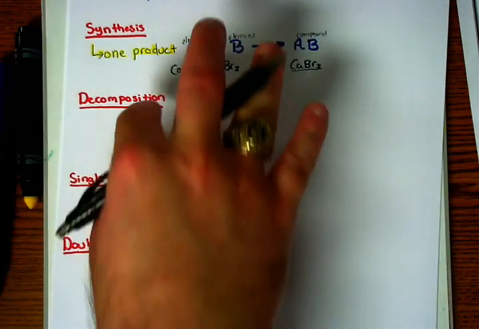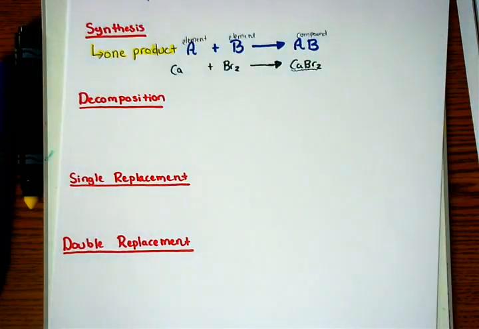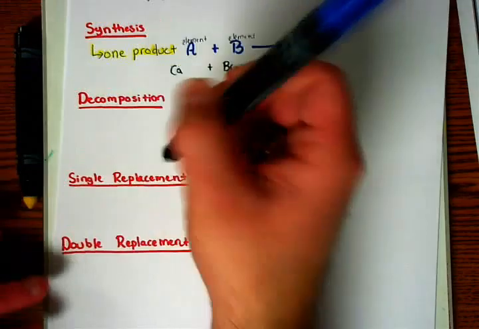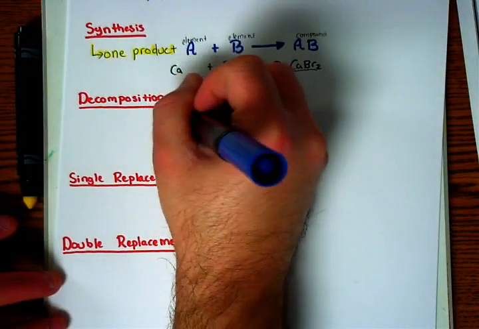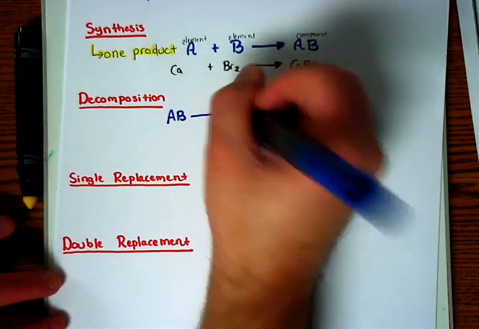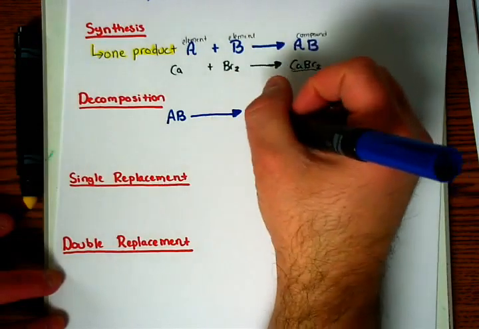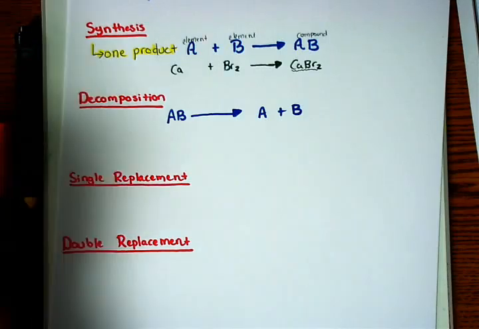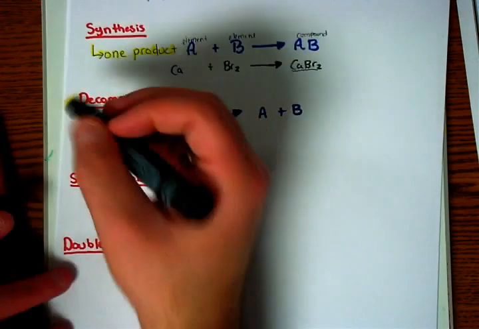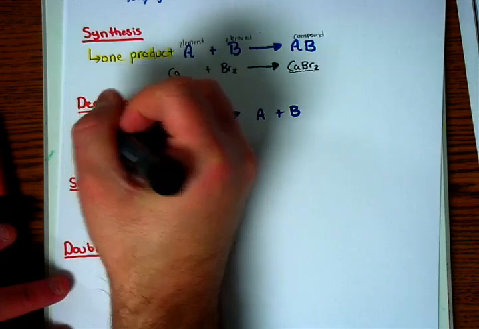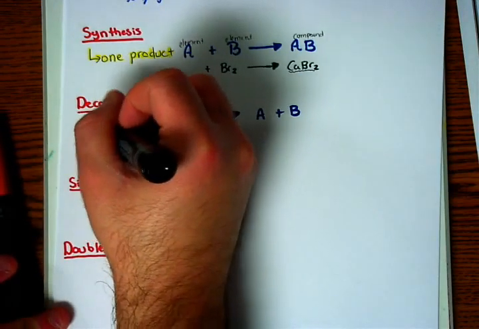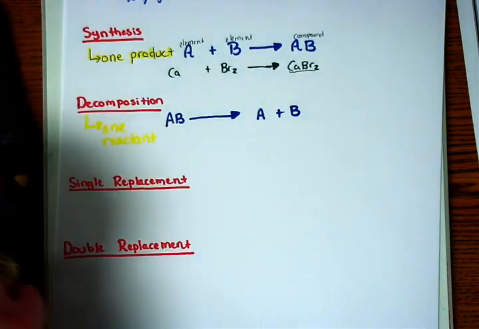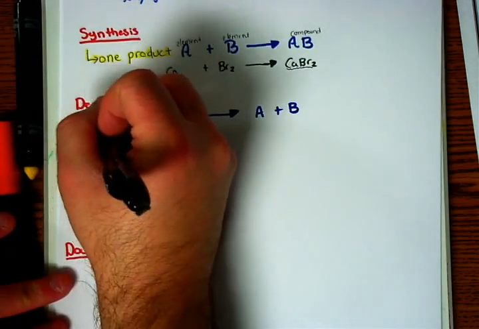Decomposition. This actually is the direct opposite of synthesis. So to be opposite of synthesis, I would have to reverse it. So watch what I do. I take AB, and I produce from that, what do you think? Very good. A plus B. I'm breaking down that compound now. Now, what is there 1 of in this case of decomposition? 1 what? Reactant. 1 reactant. Very good. That's because it is direct opposite to synthesis.